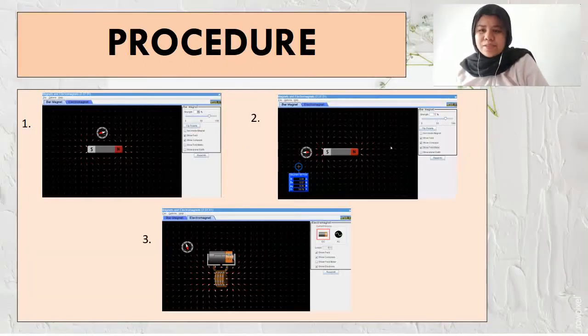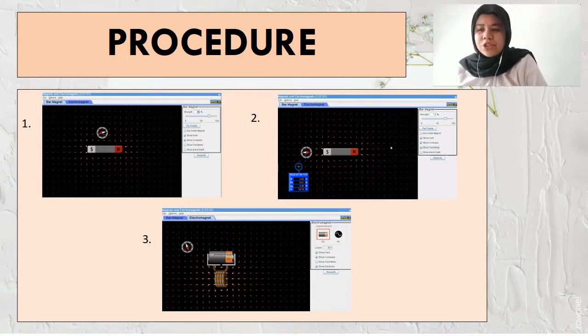Since we're doing this experiment through simulation, the first step is to click and open the link given, and the first picture will appear. Second, move the compass around the bar magnet to see which pole of the magnet the red compass needle points towards. Next, flip the polarity and find the same thing.